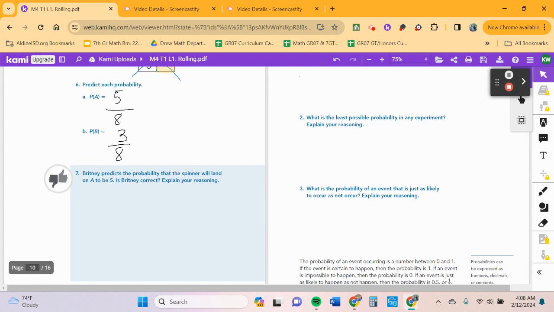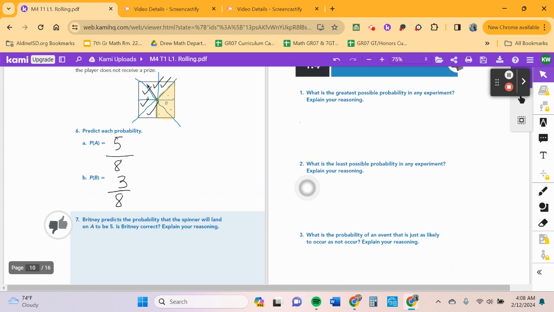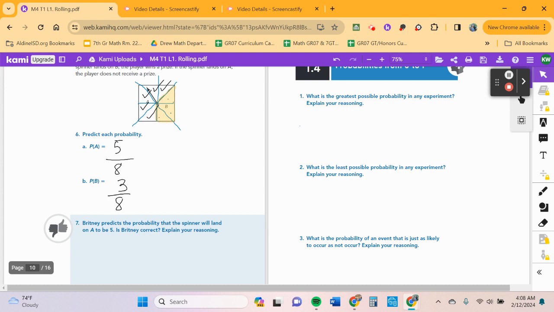It says Brittany predicts the probability that the spinner will land on A to be 5. Is Brittany correct? Explain your reasoning. Take about 1 minute and I want you to talk with your neighbor and answer that on your own. So 1 minute to answer that last question. Pause here.